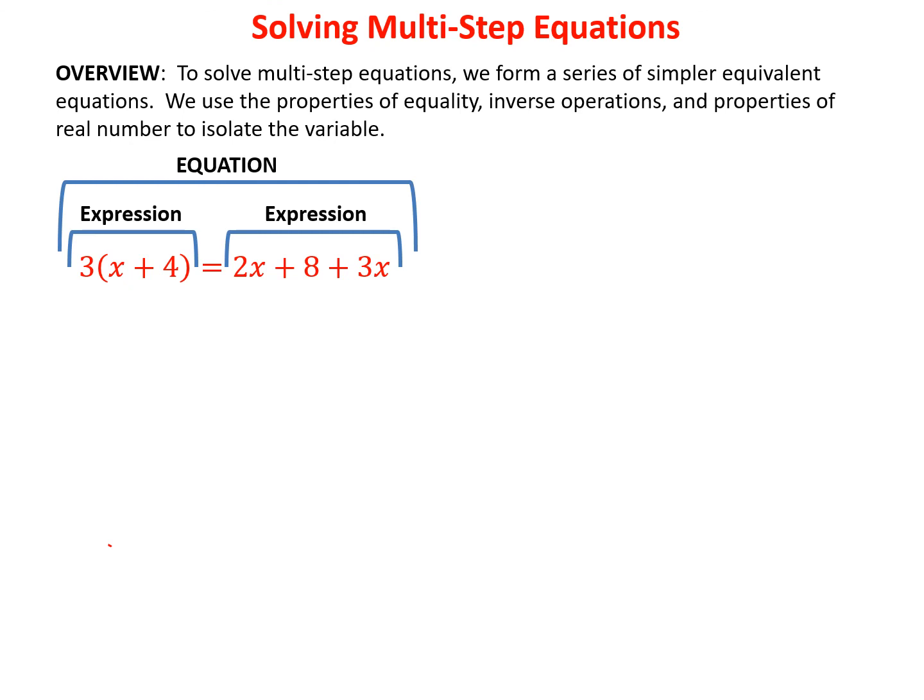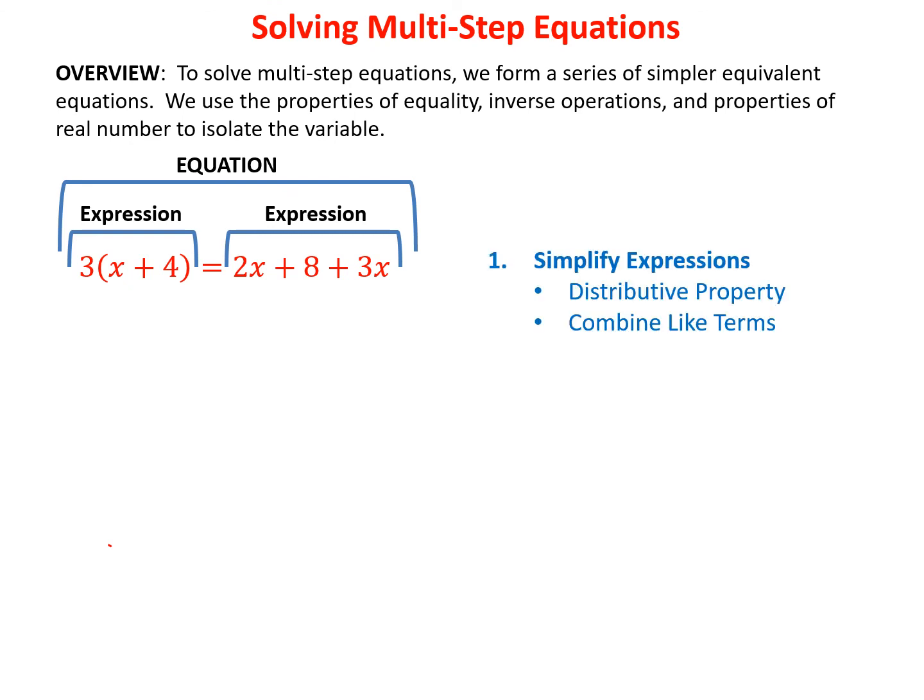So now the first thing we always want to do is simplify the expressions on both sides before we start going across the equal sign. So we're going to do the left with the distributive property. Get rid of the grouping symbol. So 3 times x plus 4 is 3x plus 12. On the right, we can combine terms. So we're going to combine 2x plus 3x, and we're going to get 5x plus 8. Now we have simplified the left and the right.